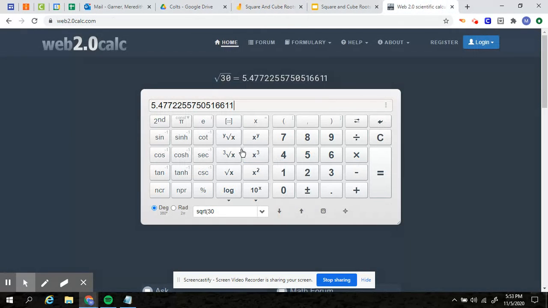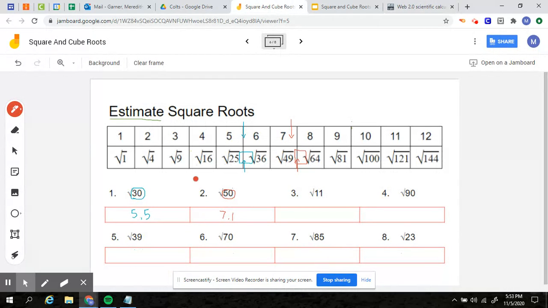Once again, if we wanted to check our answer here, the square root of 50 is 7.07. So if we round up, that would be 7.1. So we are estimating here by trying to place within our table where that number would go.